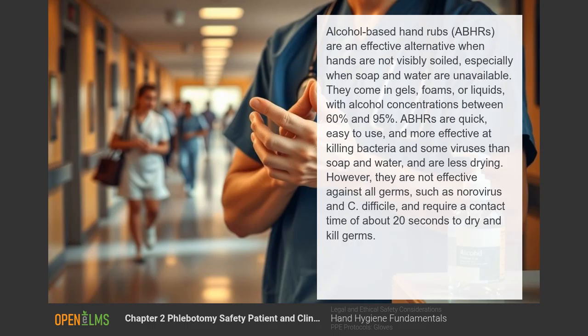Alcohol-based hand rubs, ABHRs, are an effective alternative when hands are not visibly soiled, especially when soap and water are unavailable. They come in gels, foams, or liquids, with alcohol concentrations between 60% and 95%. ABHRs are quick, easy to use, and more effective at killing bacteria and some viruses than soap and water, and are less drying. However, they are not effective against all germs.